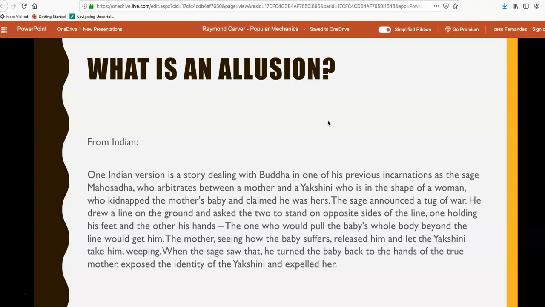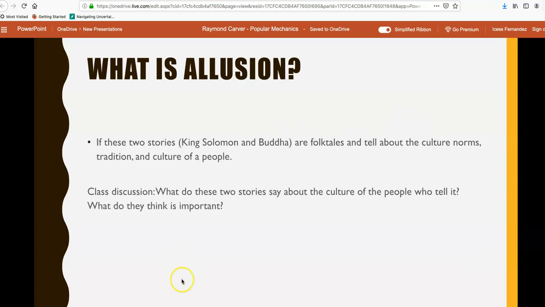The mother, seeing how the baby suffers, released him and let this person get him. Weeping, when the sage saw it, he returned the baby back to the hands of the true mother, exposed the identity of this other person, and expelled her. So that is very, very similar again to what happened in this story. So both of these are folk tales, and both of these tell about cultural norms, right? What is normal in the culture, what is normal in the tradition of the people.